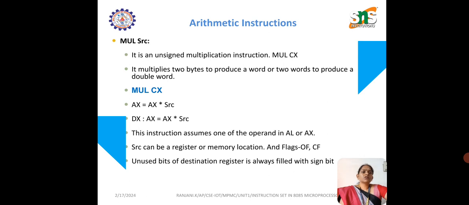This instruction assumes one of the operands is AL or AX, so that SRC represents the register or memory location, and the auxiliary flag, OF flag and CF flag are highlighted. Unused bits of the destination register are always filled with the sign bits.